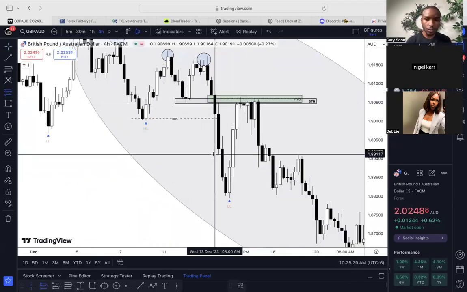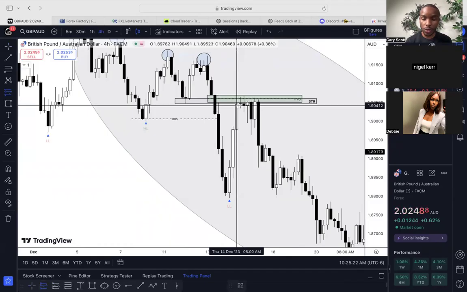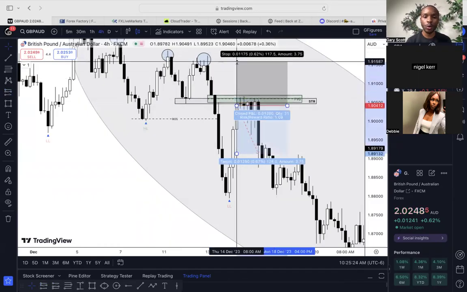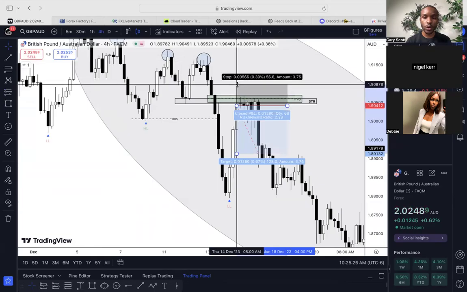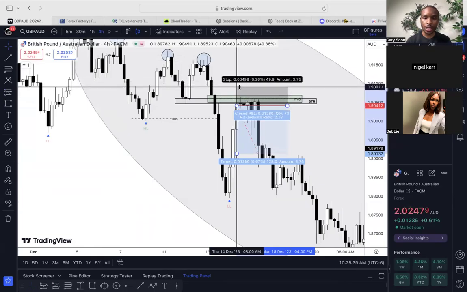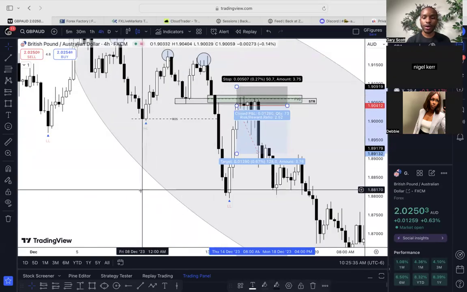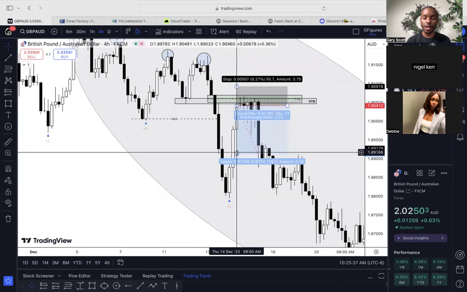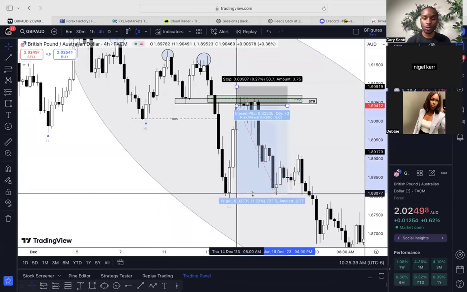If we enter after a candle closes below that level, what we will do then is have our SL a little bit above our areas of value. And then we're aiming towards the low.